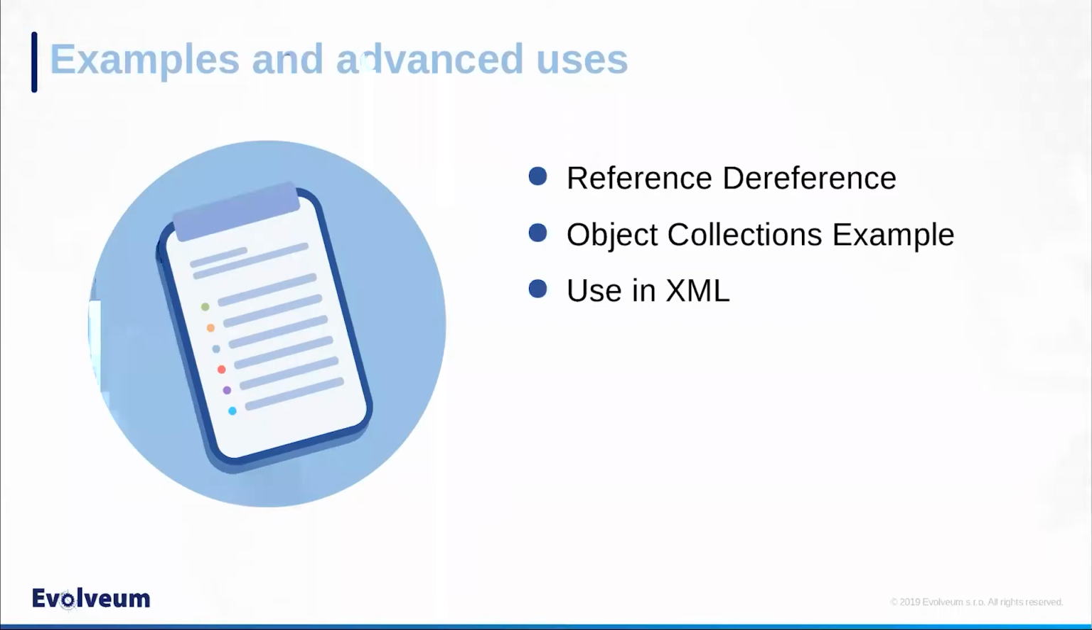So let's go for the advanced uses and examples. We will show you how to dereference the references and match on the nested objects. Then I will show you how to use Axiom query to create a new object collection or a new view in the GUI. And then I will show you some simple snippets of how the Axiom query language is used in the XML.